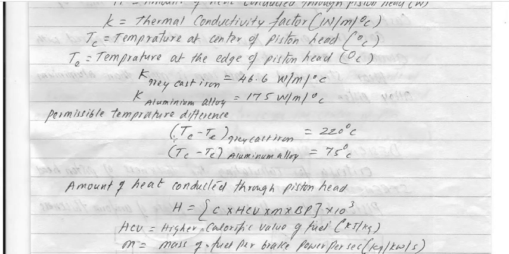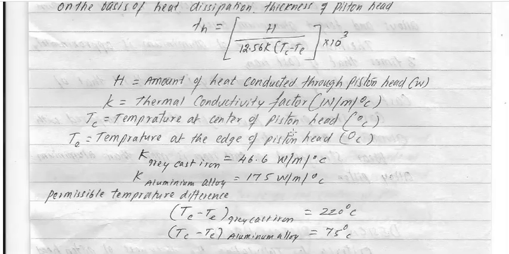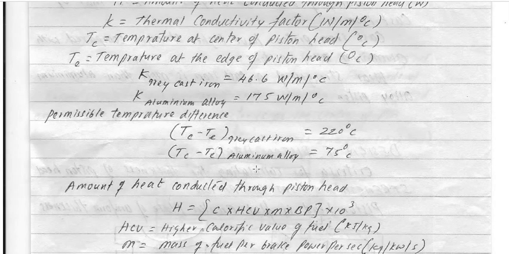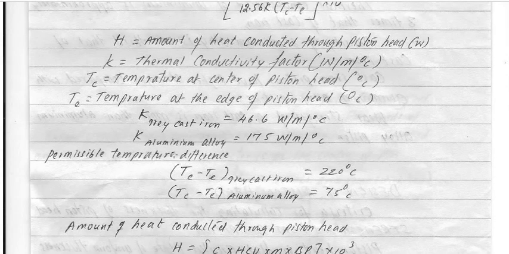Now the permissible temperature difference, that is Tc minus T, for grey cast iron and for aluminum alloy is fixed. For grey cast iron it is 220 degrees Celsius, and for aluminum alloy it is 75 degrees Celsius. So these are the assumptions that you need to remember when solving the problem.